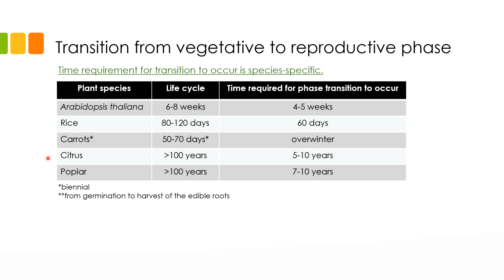Trees which have life cycles extending up to more than 100 years, like citrus and poplars, make this transition between 5 to 10 years. This is the reason why orchards will usually plant grafts or stem cuttings to have the trees flower and become productive in less than the time the plant species required to become productive if it was grown from a seed.